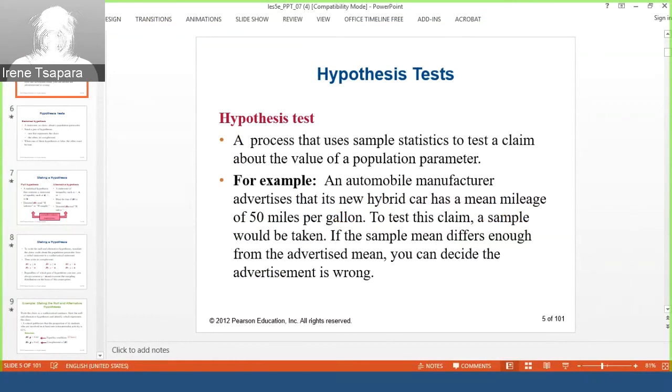Okay, so what are hypothesis tests? Hypothesis tests are nothing else than tests that we run in order to calculate confidence intervals and approximate the population parameters for the different measures that we want to work on, either the mean or the standard deviation or the variance, anything that we want to work with.